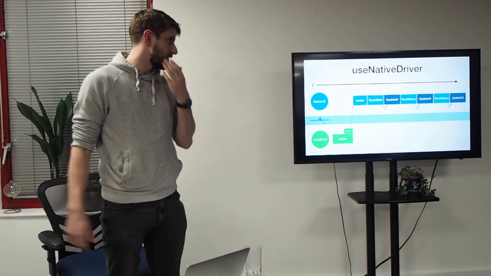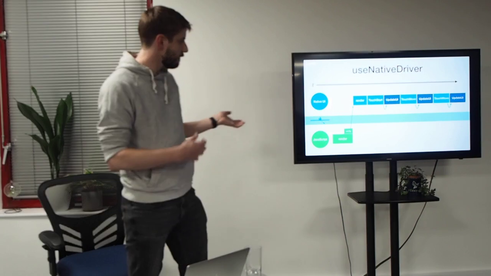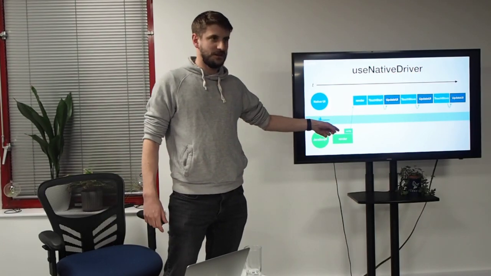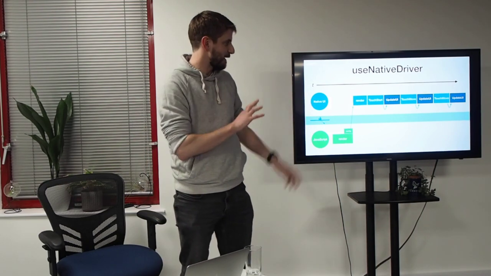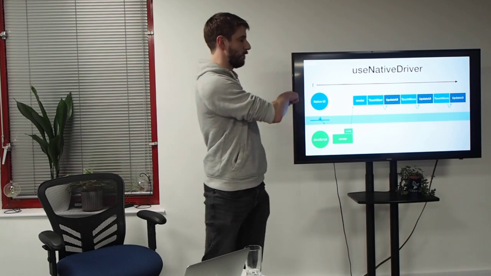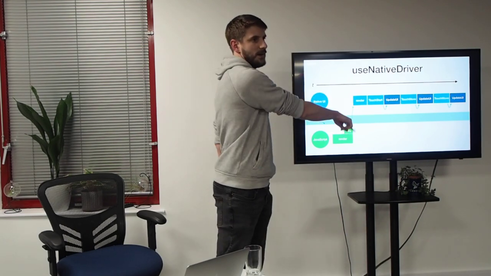This is when useNativeDriver comes in. The idea with useNativeDriver is that you send over this config that tells your native UI how to animate, which we'll come to in a bit. I know it's a bit vague. And then all the animation happens on the native side. It never has to go across this bridge.